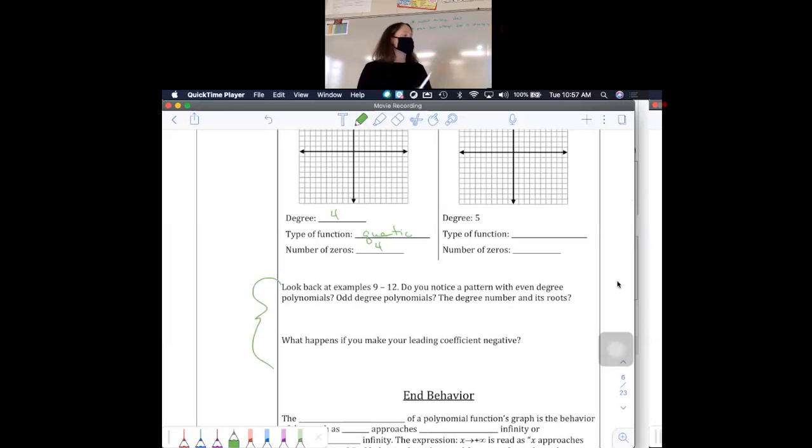What I want you to do right now, looking back at these graphs that we just graphed, 7, 8, 9, 10, and 11, I want you to, with your 1 o'clock partner, answer these 2 questions. Look for similarities and differences. For the first one, you're looking back at these examples. Do you notice a pattern with even degrees, odd degree polynomials, and so forth, and the degree number and its root, and then also what happens if your leading coefficient is negative. Try to come up with some things that you notice with your 1 o'clock buddy, okay? Go.